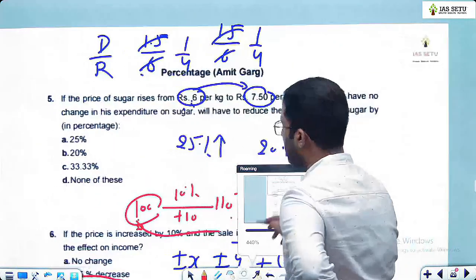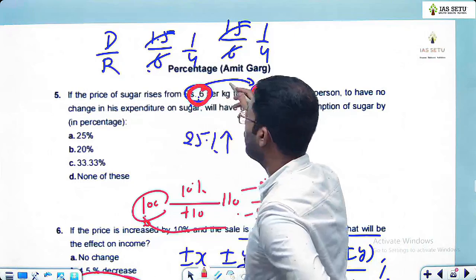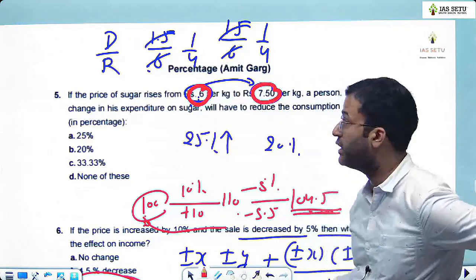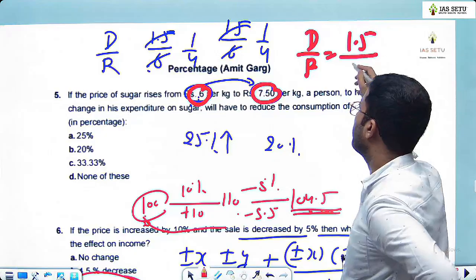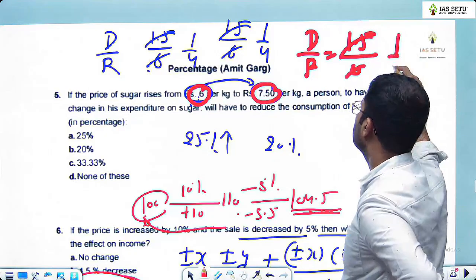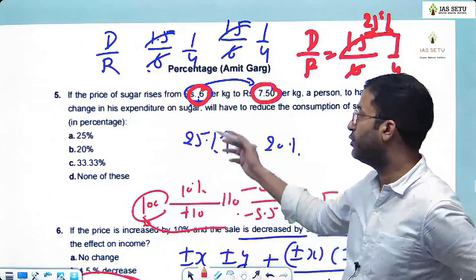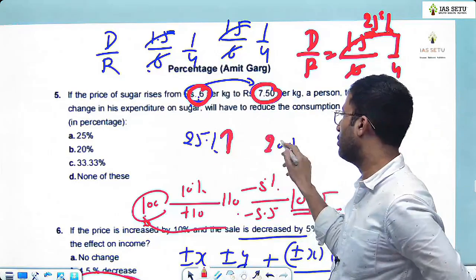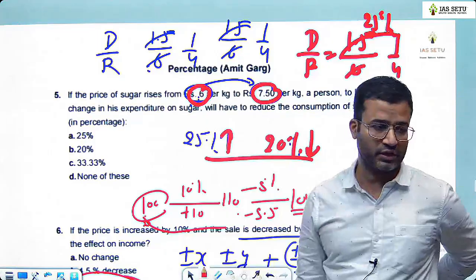Here the sugar price rises from 6 rupees to 7.5 rupees. You have to find how much percentage increase there is. That is difference upon reference. There is an increase of 1 rupee 50 paisa over 6, which is 1 by 4, so a 25% increase. And we know a 25% increase is always compensated by a 20% decrease, which I have covered in the first class of percentage.